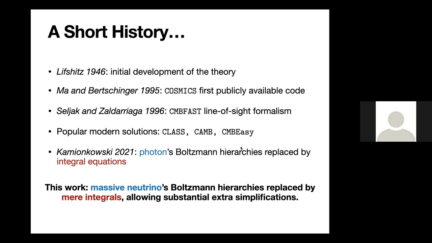And in this work, what I'm going to be presenting is to show that the massive neutrino Boltzmann hierarchies can actually be replaced by integrals, mere integrals, not integral equations. And this observation will allow substantial simplifications on top of the photon case presented by Kamionkowski earlier this year. And we think that this new method for neutrinos is very promising.